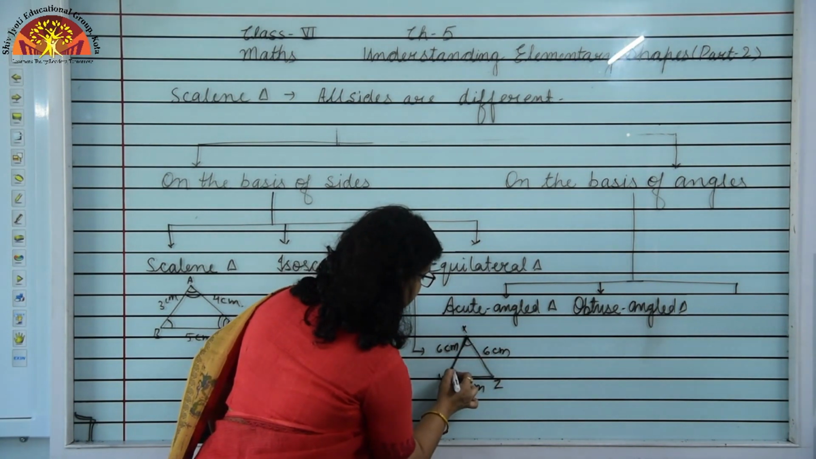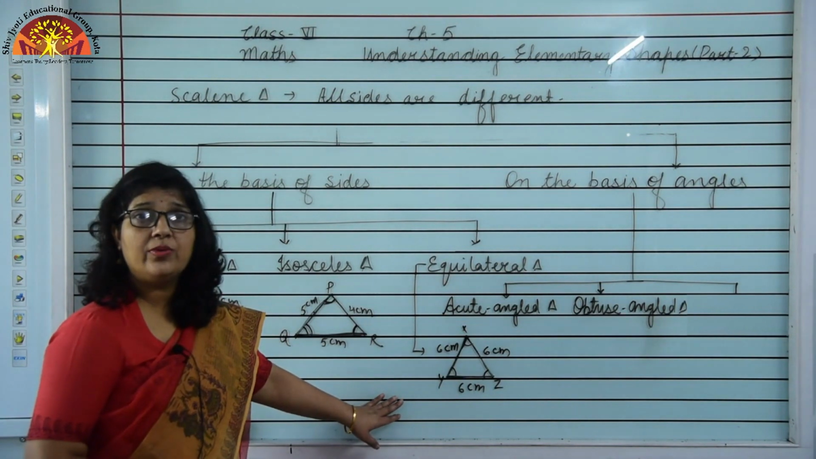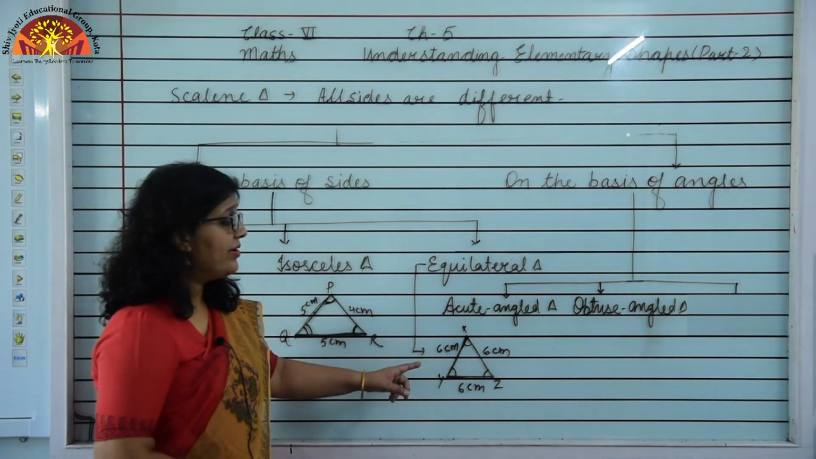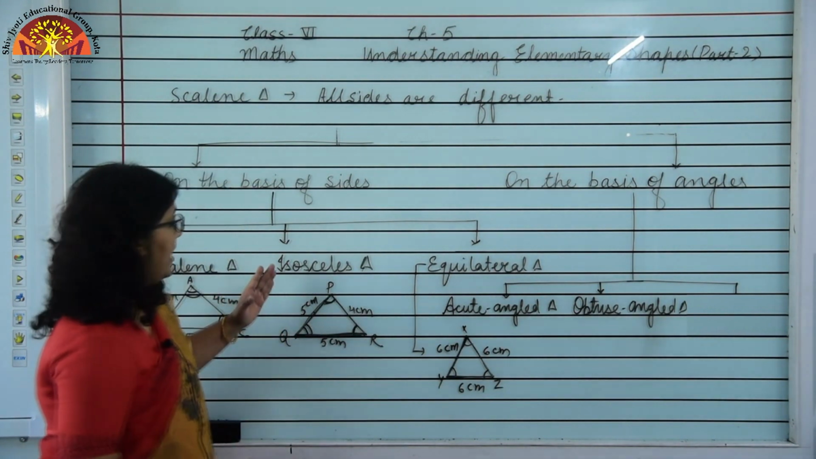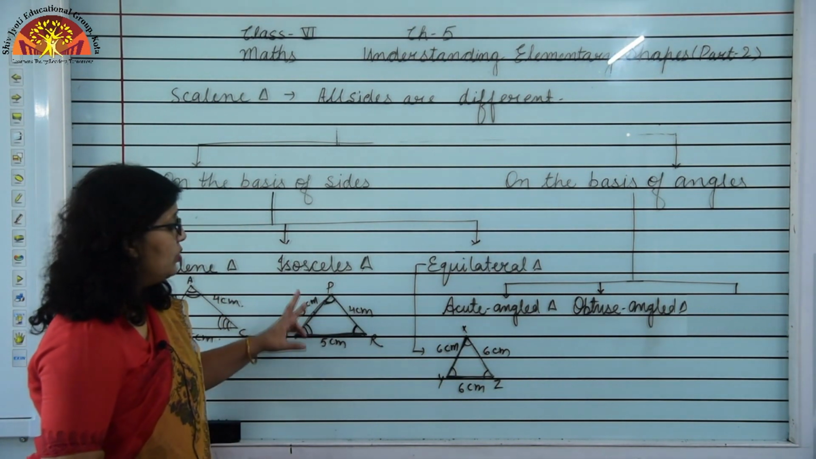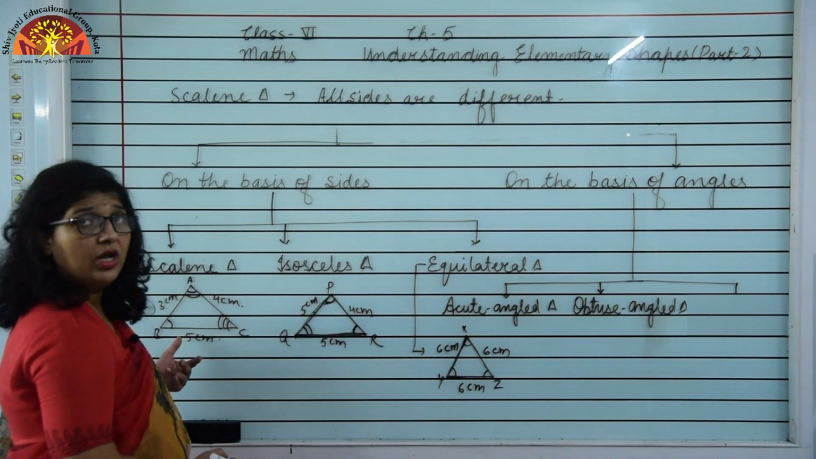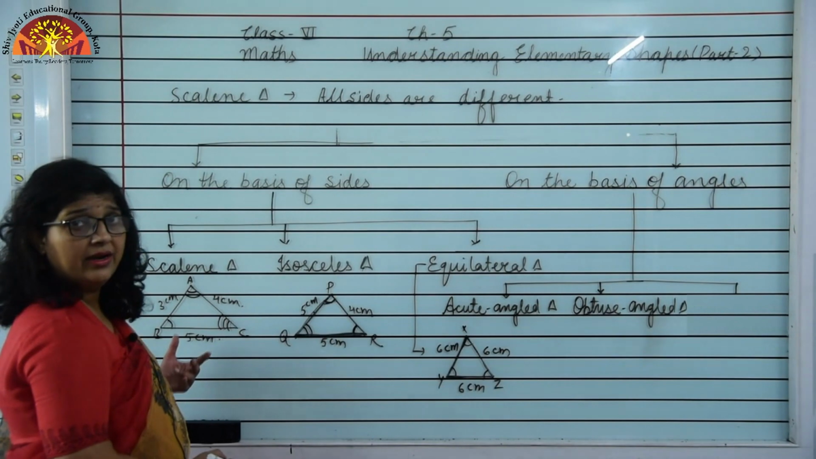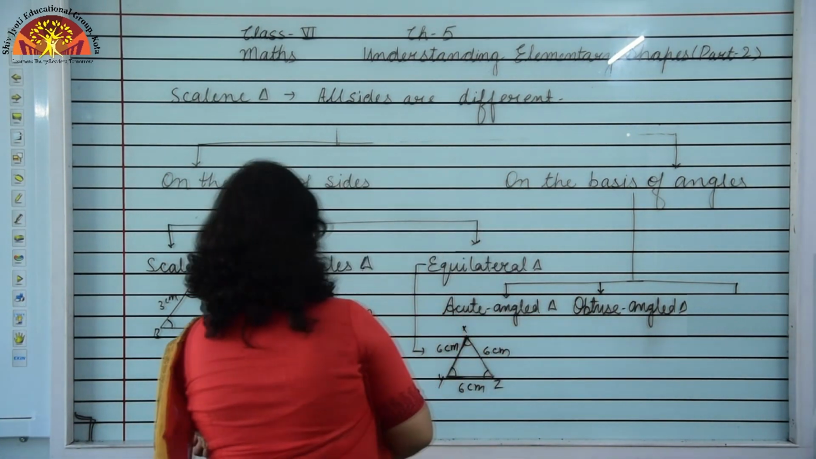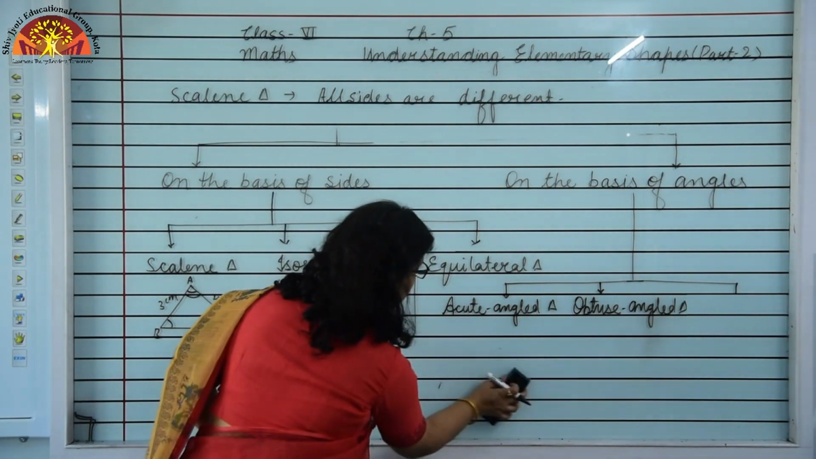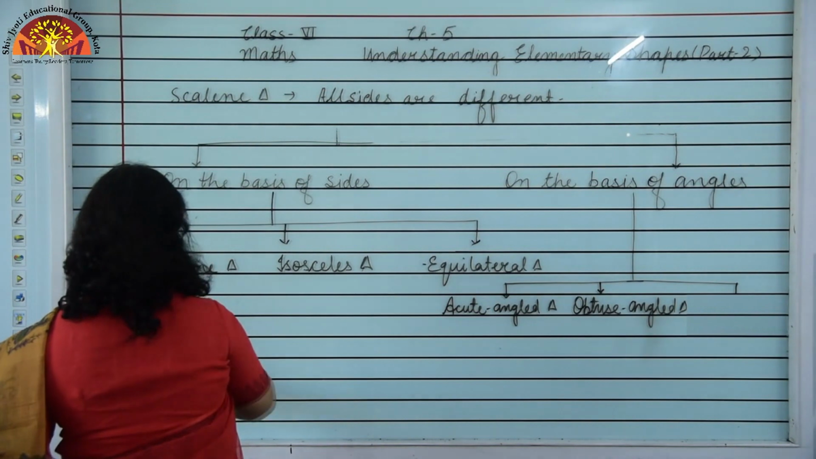Angle X, angle Y and angle Z. All angles are equal in an equilateral triangle. So in an equilateral triangle, all angles and all sides are equal. An isosceles triangle has 2 sides equal and 2 angles equal, and in a scalene triangle all angles and all sides are different. Now students, on the basis of angles, first is acute angled triangle.